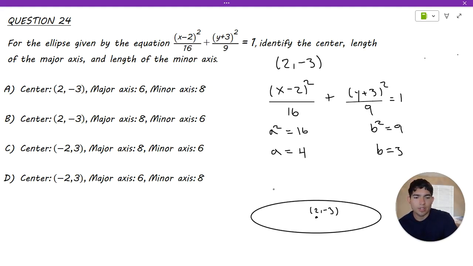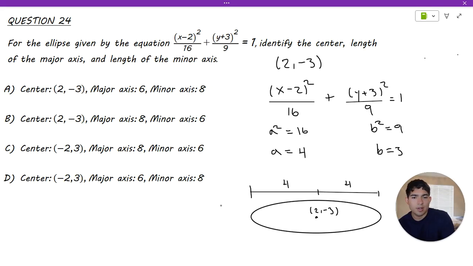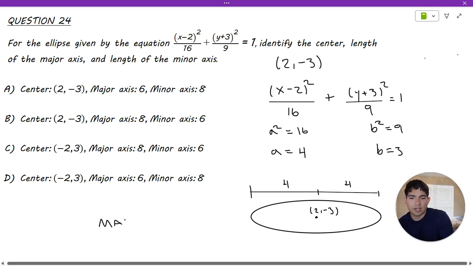So I went ahead and drew an ellipse here just to make an illustration so it's clear what is going on. So basically from here to here, we know it's going to be 4. And then from here to here, it's also going to be 4. So because this is our major axis, it's the longest of the two axes running across the ellipse. The total length of the major axis is going to be equal to 8. So major is equal to 8. And then if we do the same thing for the minor axis, it's going to be basically like this. And it's going to be 3 and 3.